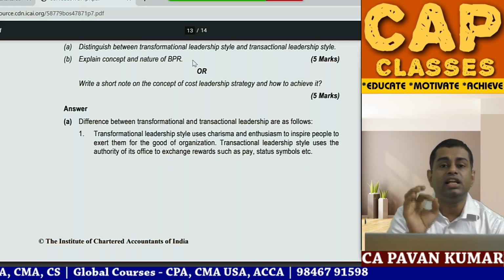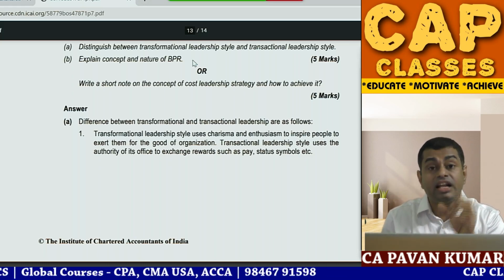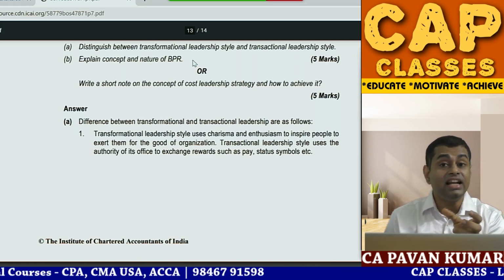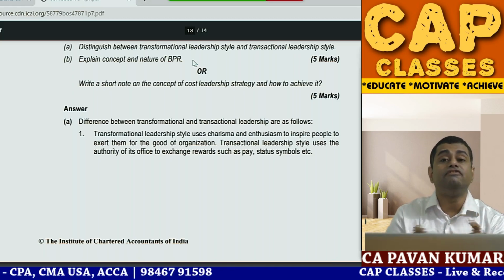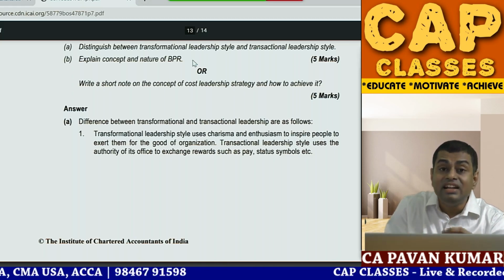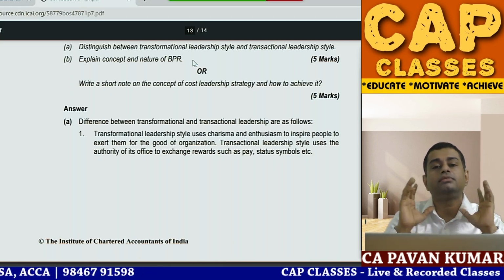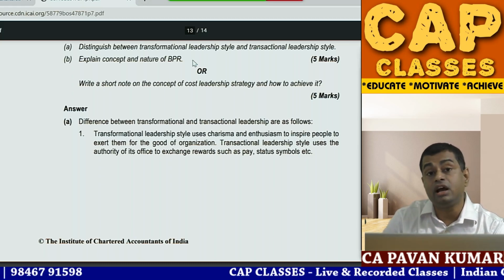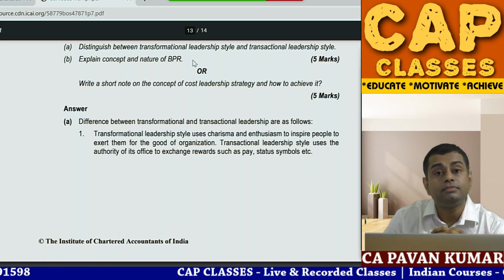Business process reengineering refers to reengineering of business processes, wherein reengineering refers to fundamental rethinking and radical redesign of the processes. A business process consists of various activities interlinked and interdependent. This kind of answers you can write. The objectives of business process reengineering, the steps involved in business process reengineering, like that you can write.